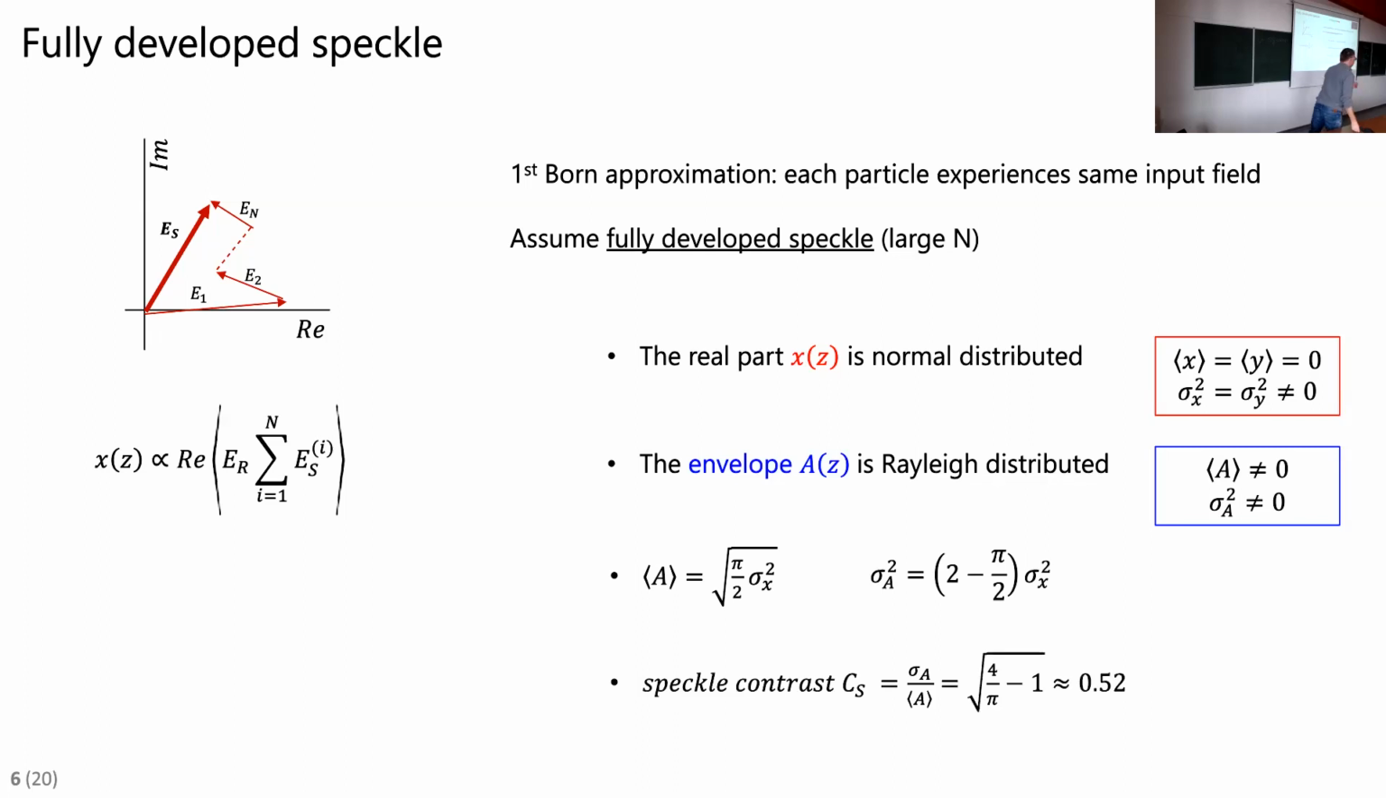And speckle contrast. This is interesting for the Rayleigh distribution. If you calculate speckle contrast, the ratio of the standard deviation of the amplitude to the mean of the amplitude, that is simply a constant: 0.52. So that justifies the remark that I made earlier, that in the contrast there's no information, because the contrast is always this.